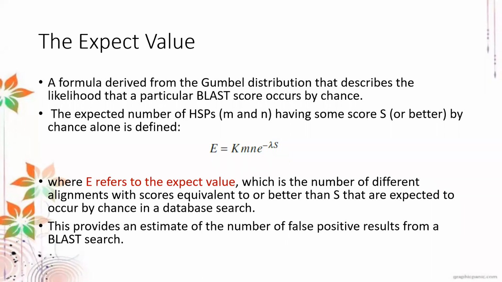So this is the equation. You have the expected number of HSPs having the same score S or better. This is the general formula.